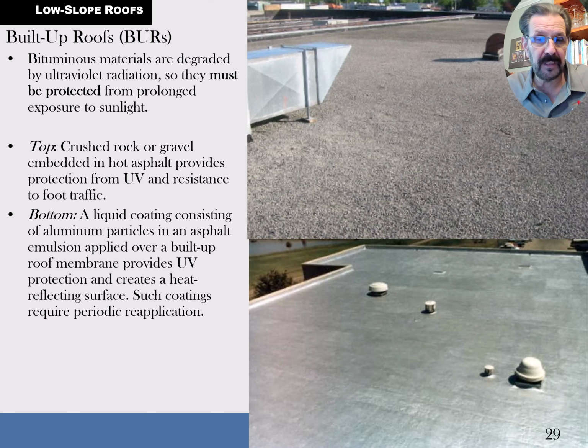And you could have a liquid coating put down on top of it that's a reflective coating, like you see here. Usually aluminum particles within the asphalt emulsion applied over top of the built-up roof. So that's another way to get the ultraviolet protection. And you get a reflective shiny surface which can reflect the heat away somewhat, so that can be useful.